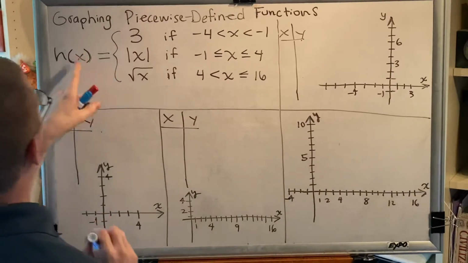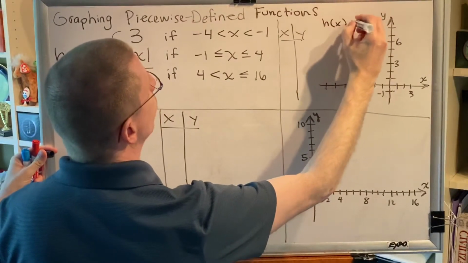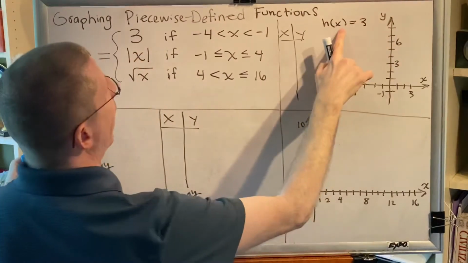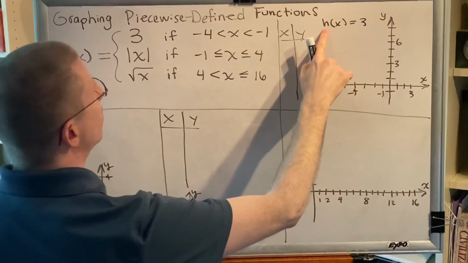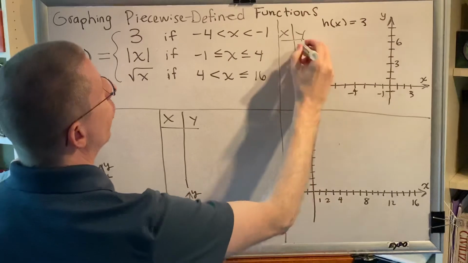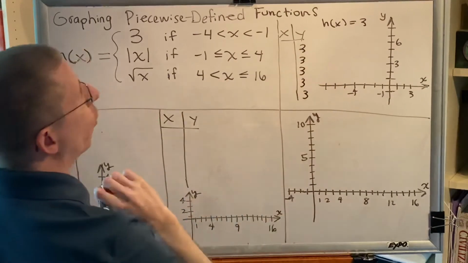Let's start with the first one. h of x equals 3. Well, that's the constant function. The input x goes into a machine named h, and no matter what x is, what comes out is 3. So I can just write 3, 3, 3, 3, 3 for all the y's.